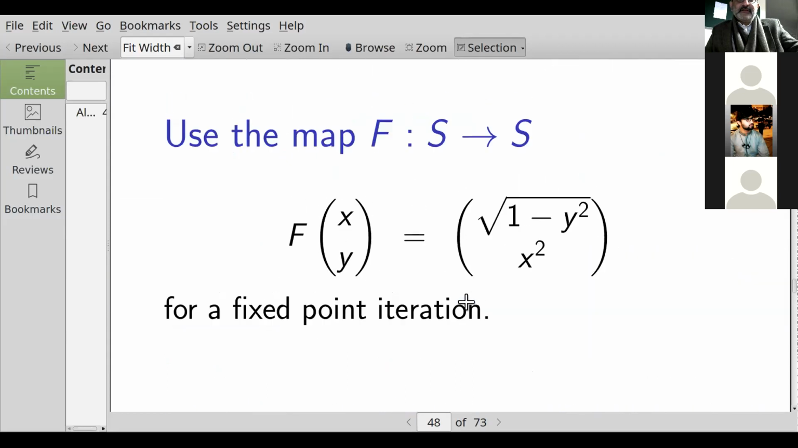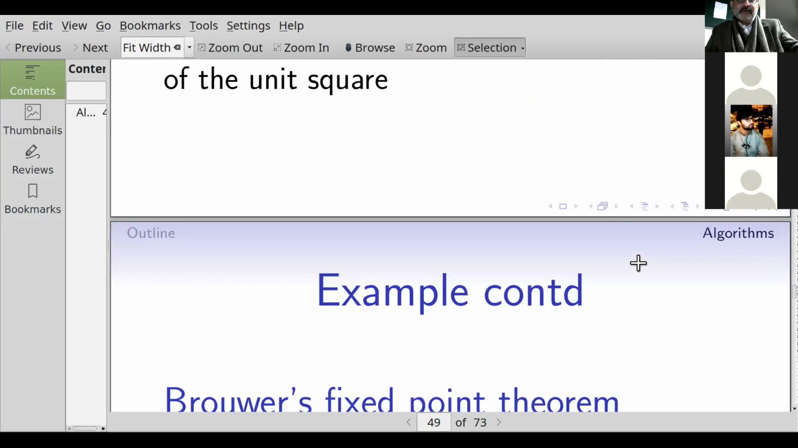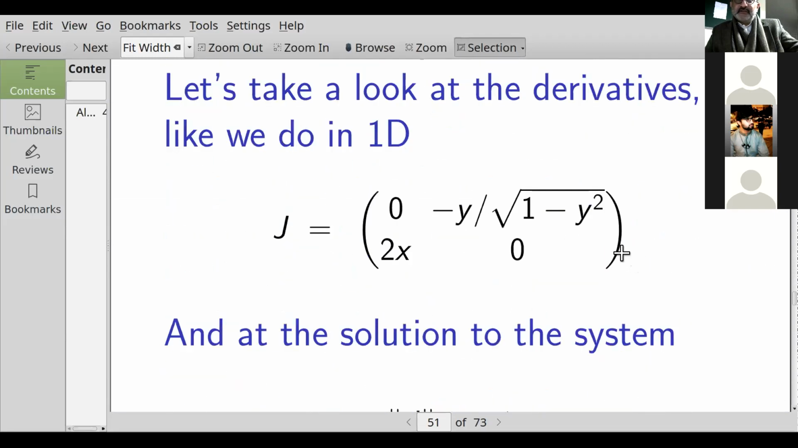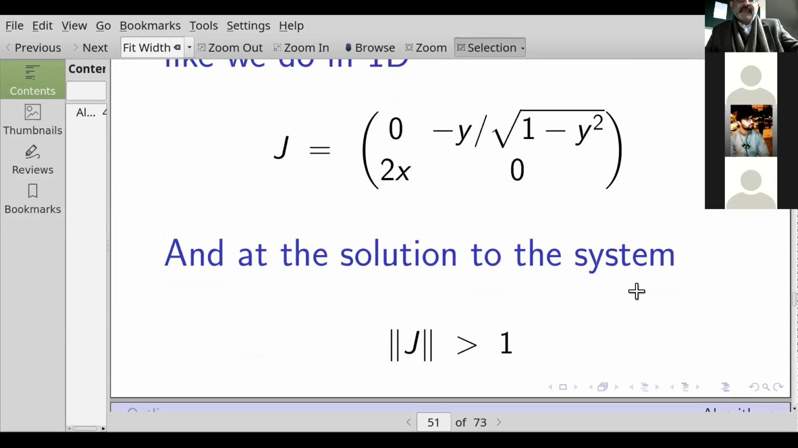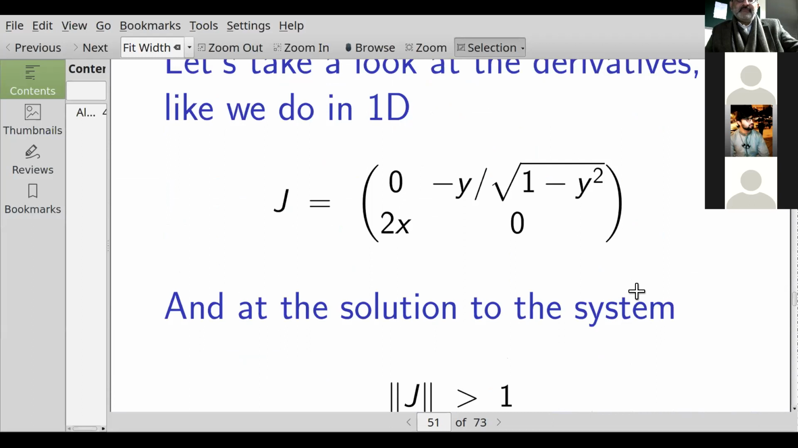Okay, so we had these two functions, right? So this is the Jacobian of this f. The way you get the terms of the Jacobian is you take the derivative of the first term with respect to x, then the derivative of that term with respect to y, then the derivative of the second term with respect to x, then the derivative of the second term with respect to y. You should confirm that this is the Jacobian that you get. And now if you calculate the determinant, this is a matrix, it has a determinant, and if you calculate the determinant at the solution to this system, we'll see that the determinant is bigger than 1.